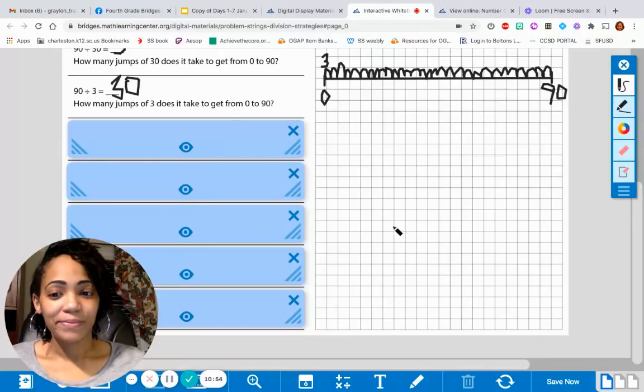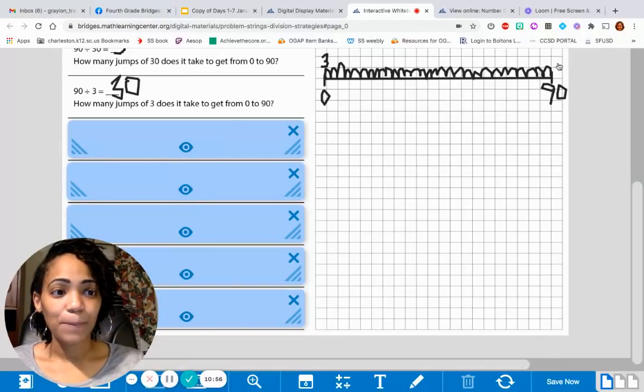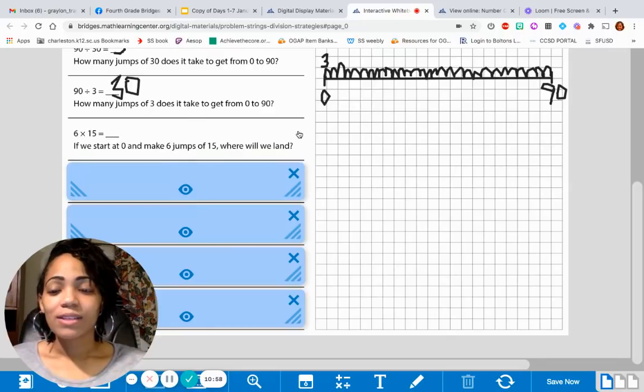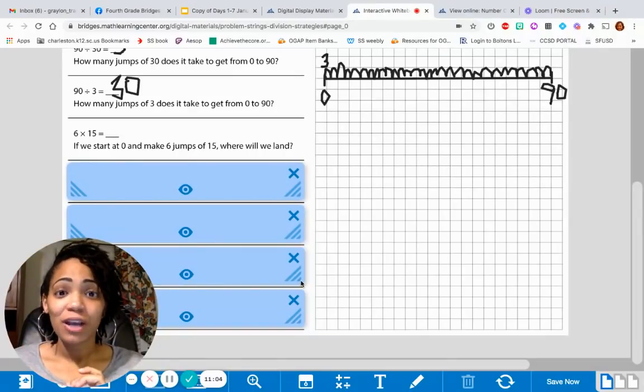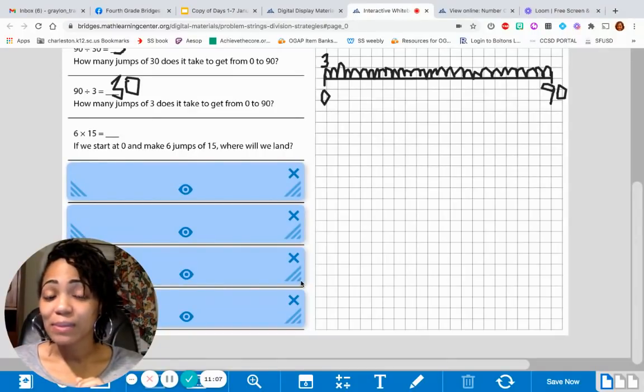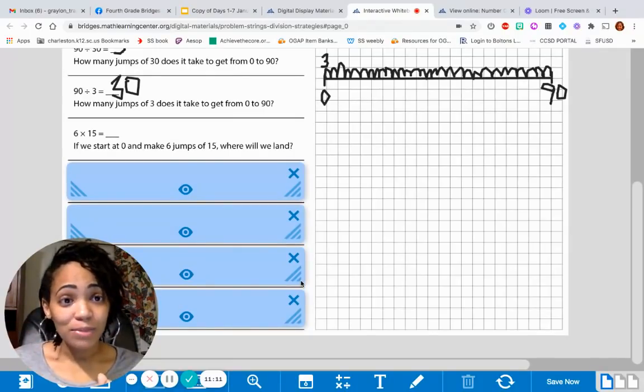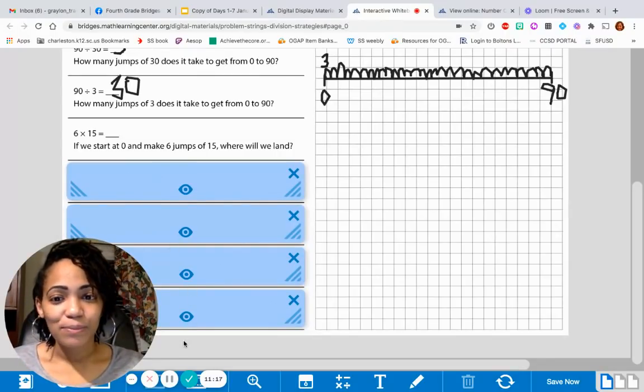Let's see what else we have for this problem string. 6 times 15, work it out. Start at 0, you're going to make 6 jumps of 15. Remember we talked about it's easier to make the larger jumps a smaller amount of times than the small jumps a larger amount of times. Okay, so 6 jumps of 15, go.